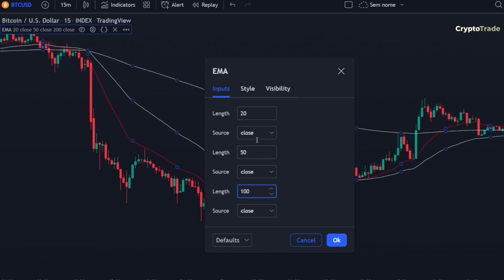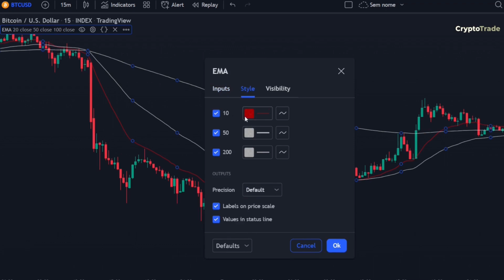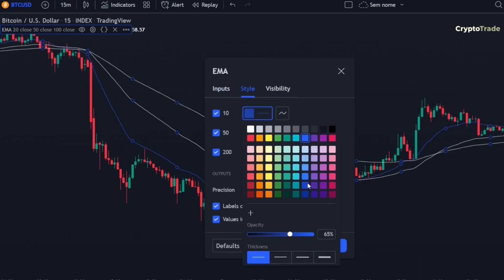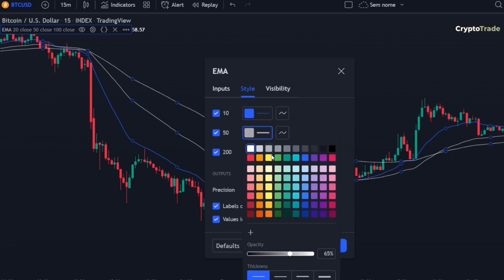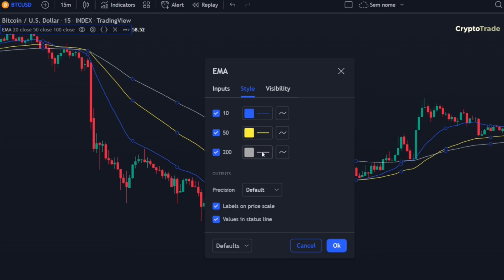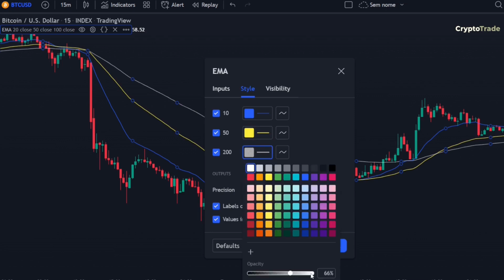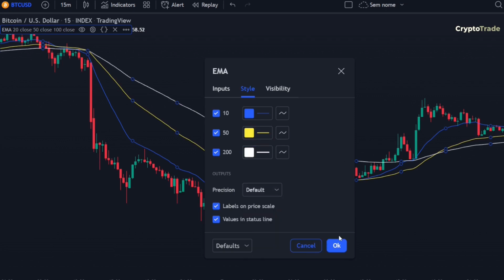In the Style tab, change the color from the first box to blue and increase the opacity to 100%. Change the color from the second box to yellow and increase the opacity to 100%. In the third box, just increase the opacity to 100%.